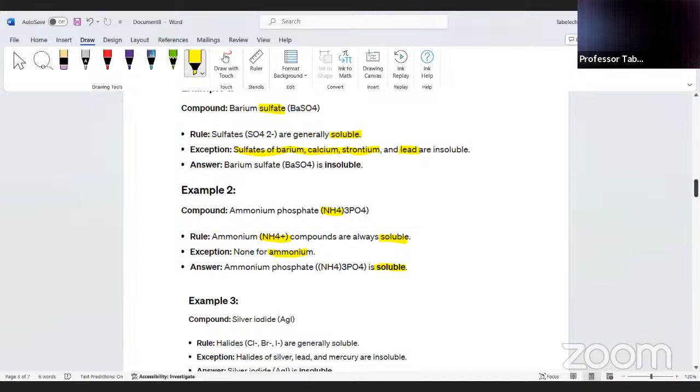So yes, barium sulfate is insoluble, and this is specifically dealing with aqueous solutions like water. When you hear the word aqueous, that means this particular substance dissolves in water. Normally, whenever you write out these compounds, if they are insoluble, they are written with an S at the end for their physical state. But if they are soluble, like in this example for ammonium phosphate, then you would write AQ because it can break up.